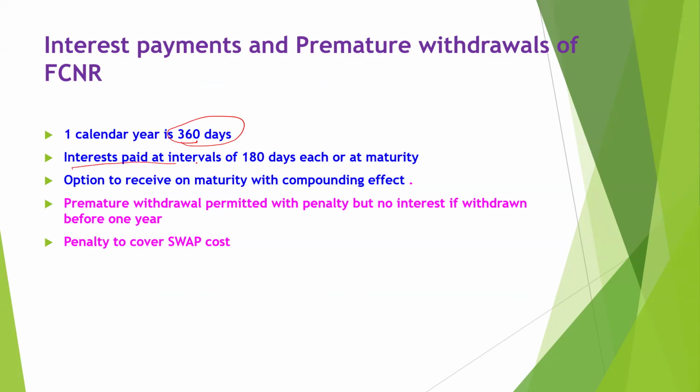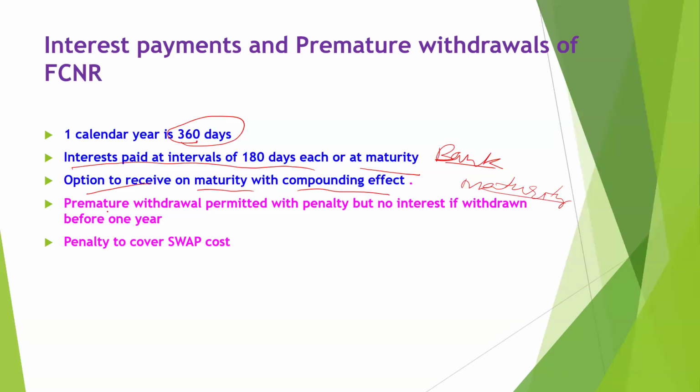And interest is paid at an interval of 180 days each, or at maturity. That also depends on the bank, how they want to have the rules and regulations for their bank. Option to receive on maturity with compounding effect. So if they want all the payment on maturity, that is also allowed.